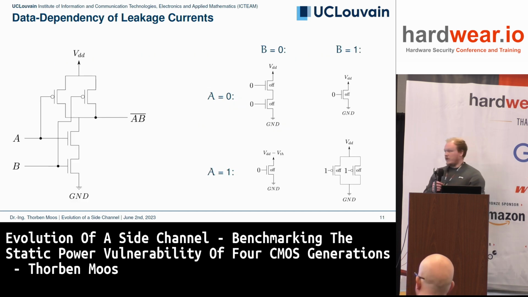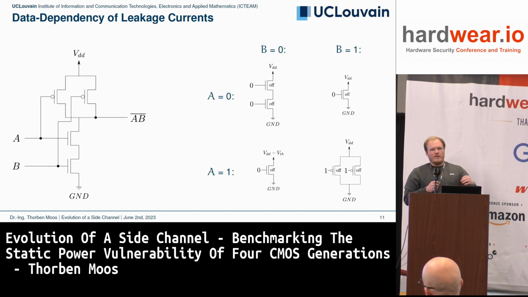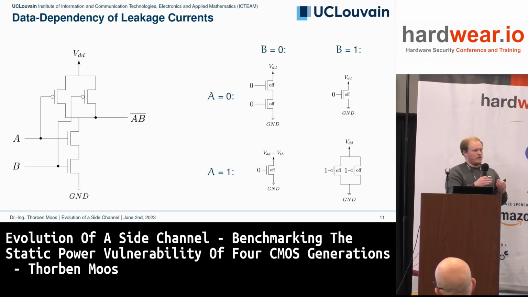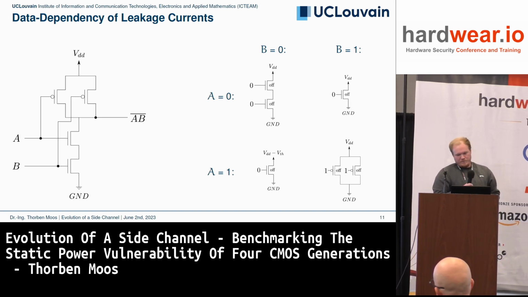Why does that happen? So here we have the transistor level schematic of a NAND gate on the left side. And for different A and B values, we just remove the on transistors in this figure and only leave the off transistors, which are the leaking ones, right? Because we always have an off transistor between VDD and ground. That's how CMOS is built.